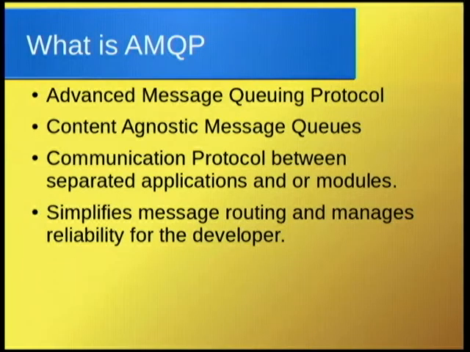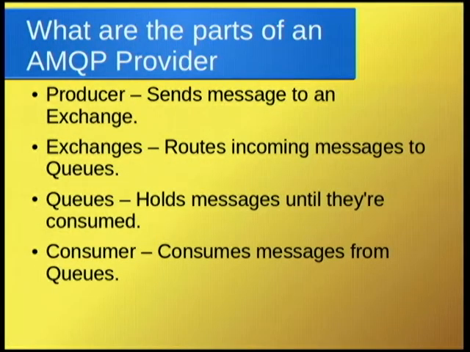So we need to go over exactly what AMQP goes into, what the parts of AMQP are, so that you understand as we go through this presentation exactly what I am presenting and what these different parts do and how they interact together. The first thing that you need to understand about AMQP is where the messages come from. Messages come from what is called a producer. A producer is just any piece of code that you write that creates a message and sends it to an exchange.